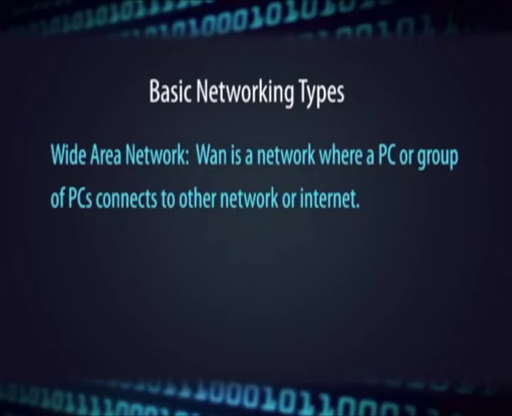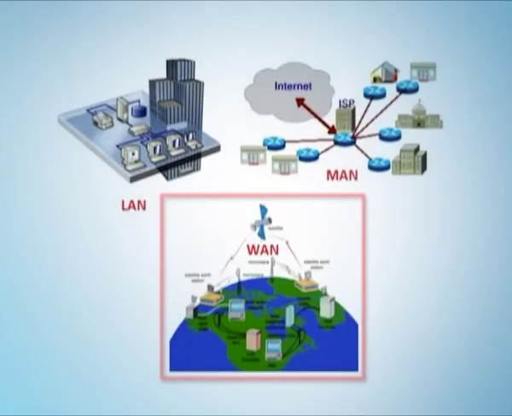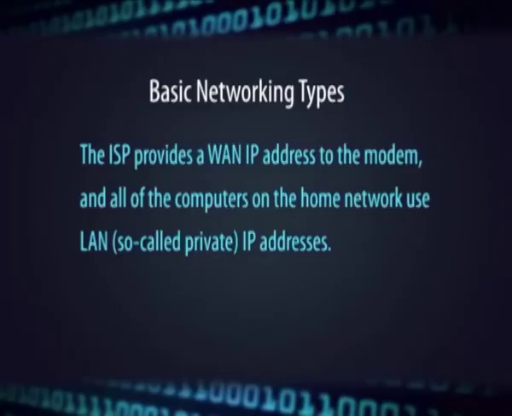Wide area network is a network where a PC or group of PCs connects to another network or the internet. Residences typically employ one LAN and connect to the internet WAN via an internet service provider, that is ISP, using a broadband connection. The ISP provides a WAN IP address to the modem, and all the computers on the home network use LAN, so-called private IP addresses. Home networks use LAN IP addresses.